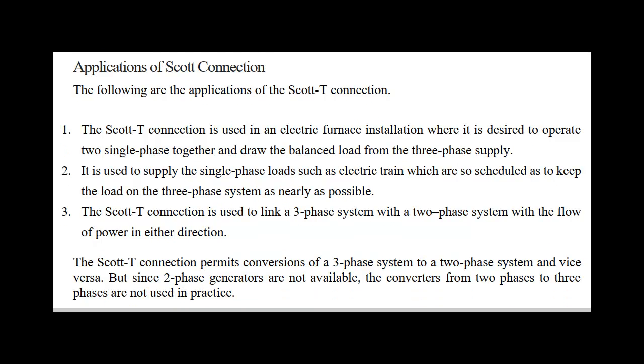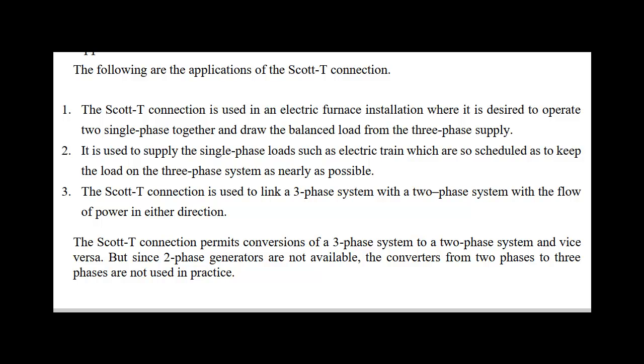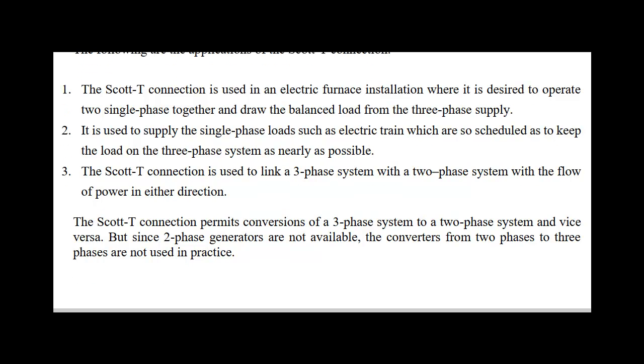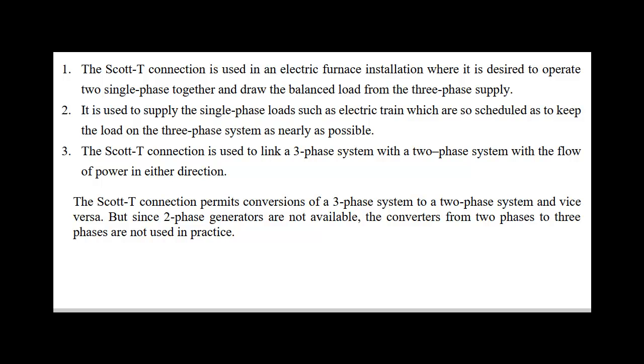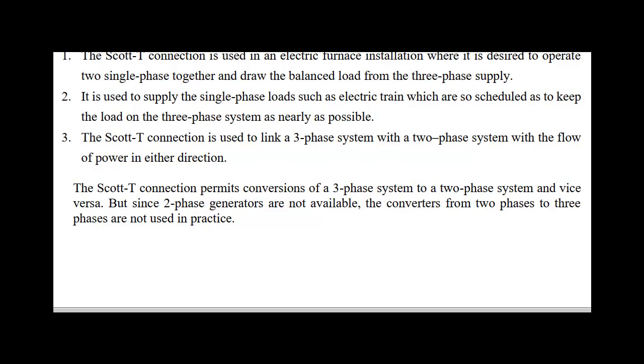The Scott connection is used to link a three-phase system with a two-phase system with the flow of power in either direction. The Scott connection permits conversion of a three-phase to a two-phase system and vice versa. But since two-phase generators are not available, conversion from two-phase to three-phase is not in practice. Thank you for listening.